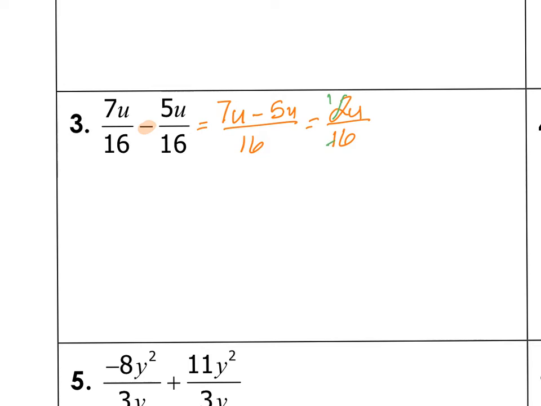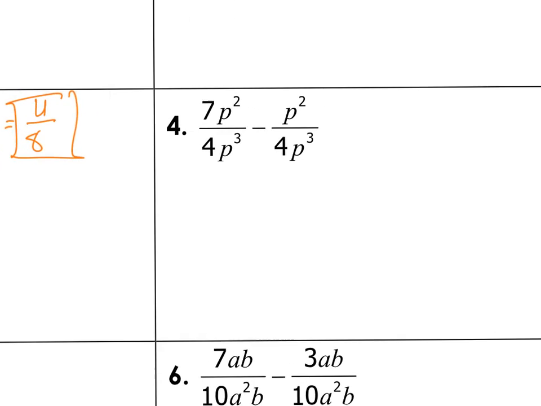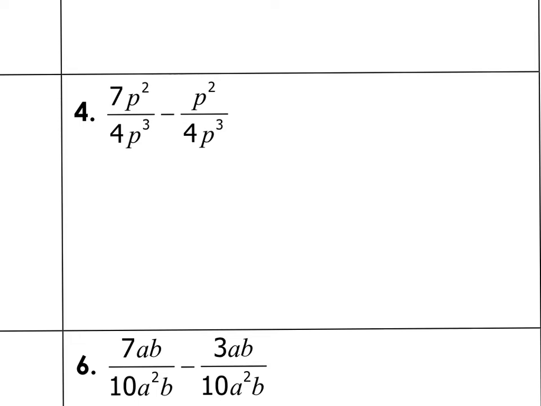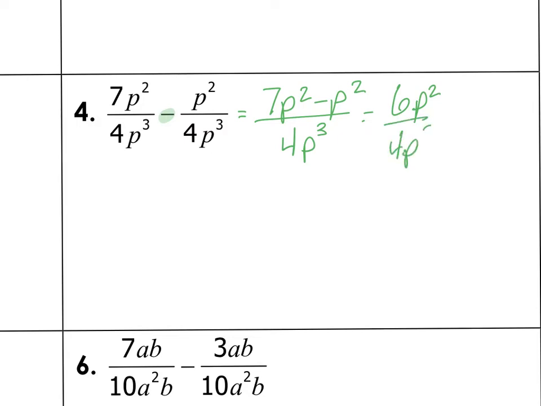So 2 goes into 2 once and into 16 8 times, so that gives me u over 8. And there we go. Okay. All right. We still have a common denominator. Beautiful. And I am still subtracting. So I get 7p squared minus p squared all over 4p cubed. So if I subtract that, I'm so sorry, I get 6p squared over 4p cubed.